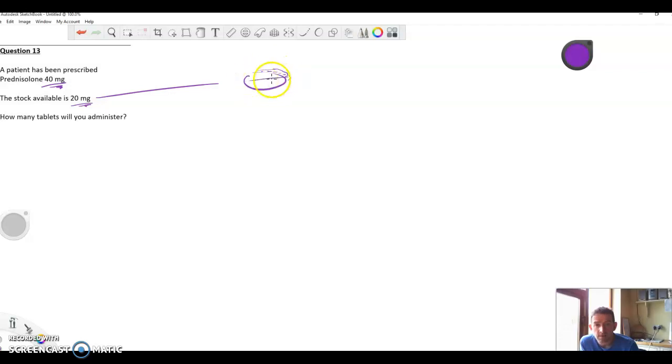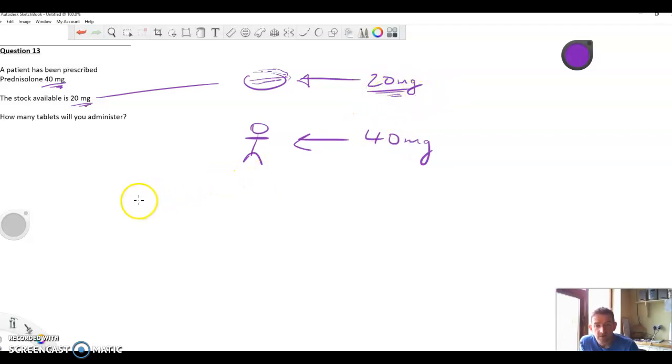Each tablet has 20 milligrams of the stuff in it. The patient needs to get 40 milligrams. Well, if you give them one tablet, they'd only be getting 20 milligrams. And if you give them two tablets, 2 by 20 would equal 40.